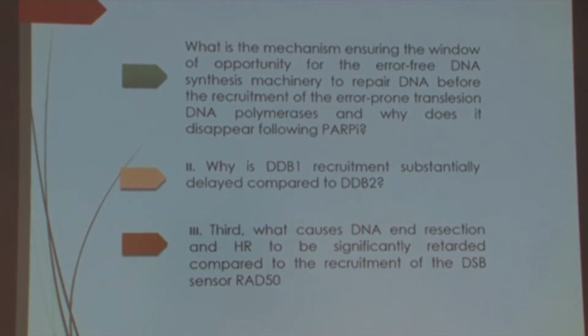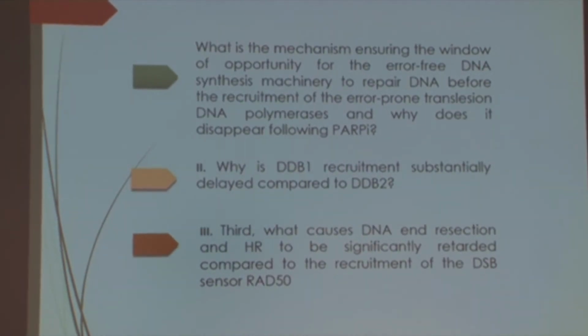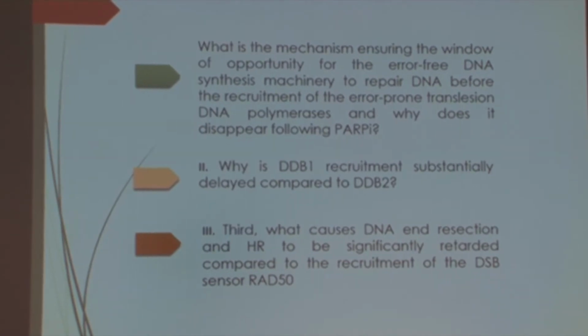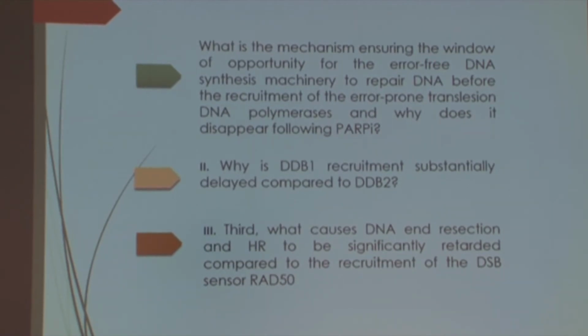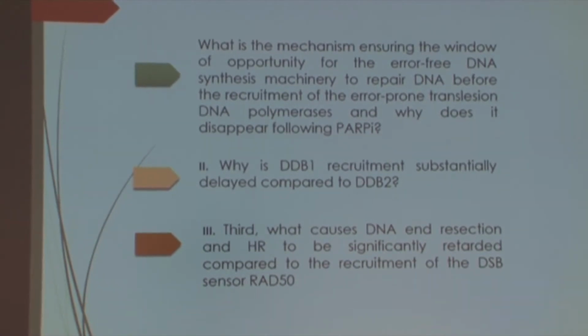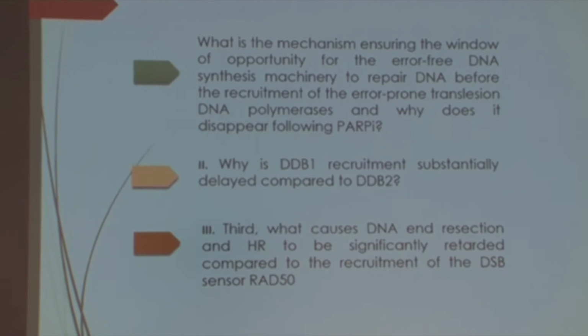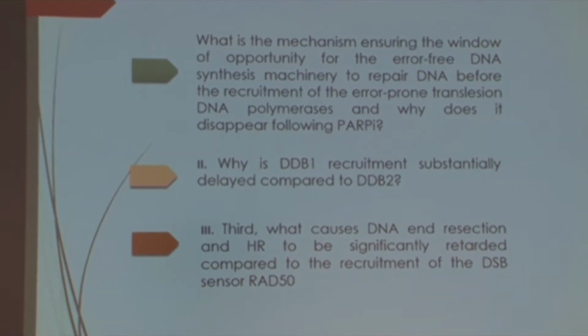Our results give us three important questions. What is the mechanism ensuring the window of opportunity for the error-free DNA synthesis machinery to repair DNA before the recruitment of error-prone translesion DNA polymerases? And why does it disappear following PARP inhibition? Why is DDB1 recruited substantially later compared to DDB2? And third, what is the reason that DNA resection and homologous recombination are significantly delayed compared to the recruitment of the double-strand break sensor?